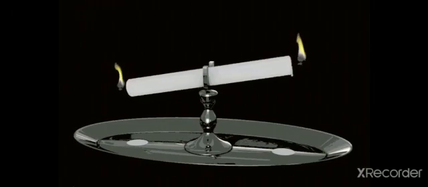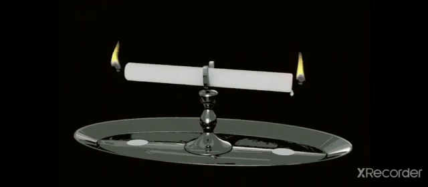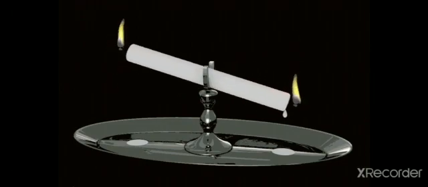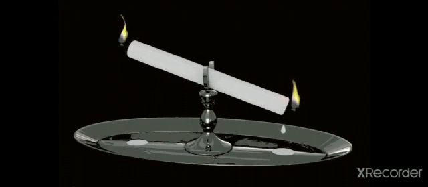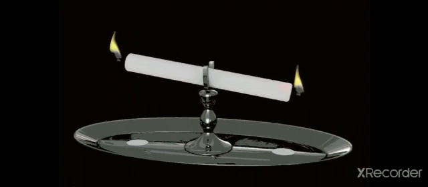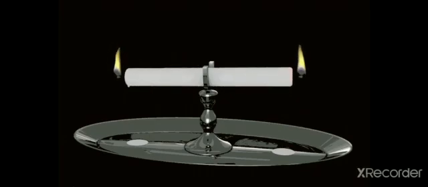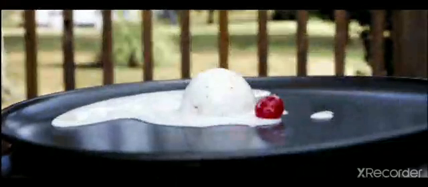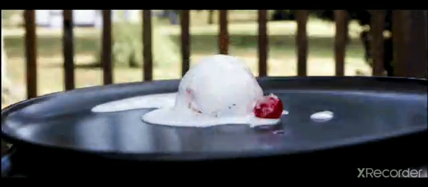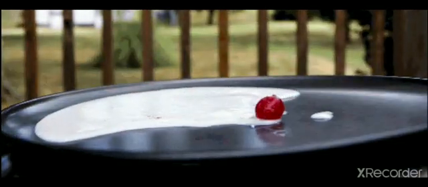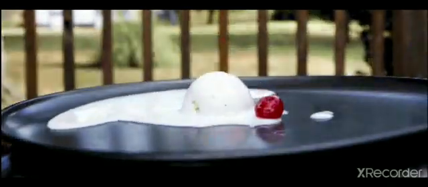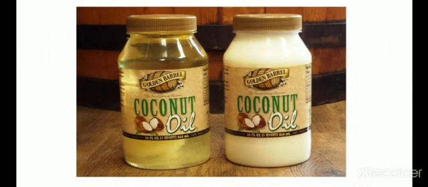For example, melting of a candle. In this, the candle is in solid state, and on heating, solid state gets converted into liquid state. Next example is melting of ice cream. Here also, solid state gets converted into liquid state. Another example is freezing of coconut oil. Here, liquid state gets converted into solid state.